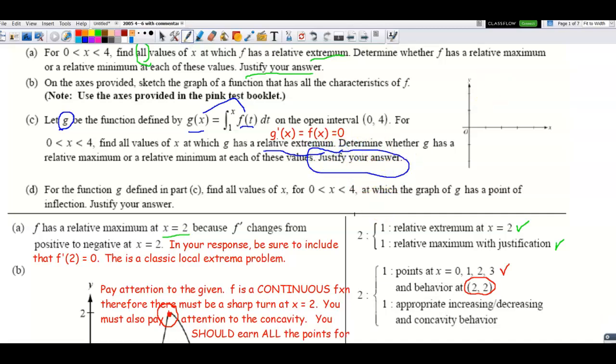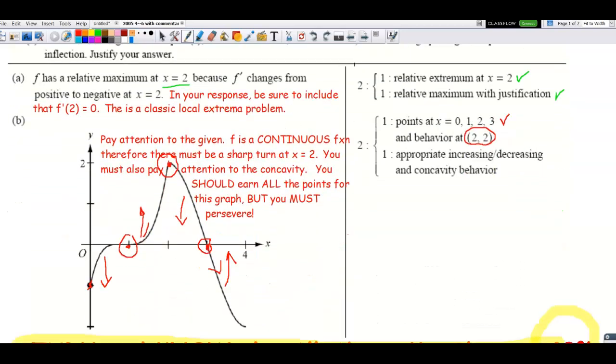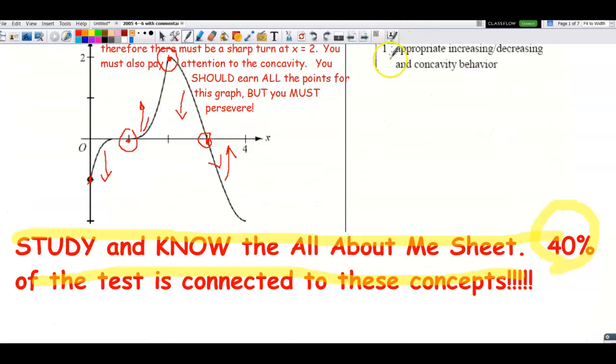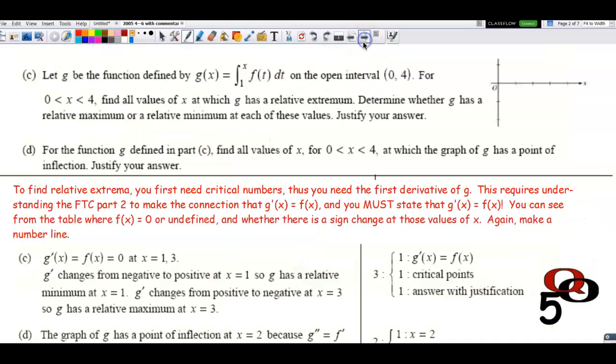All right, let's look at the scoring guide so you can compare your answers to this. Got to turn the page. An important fact, study and know the All About Me sheet. 40% of your test, or at least a traditional test, is connected to these concepts.